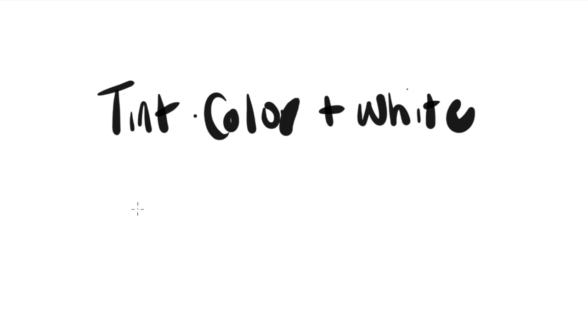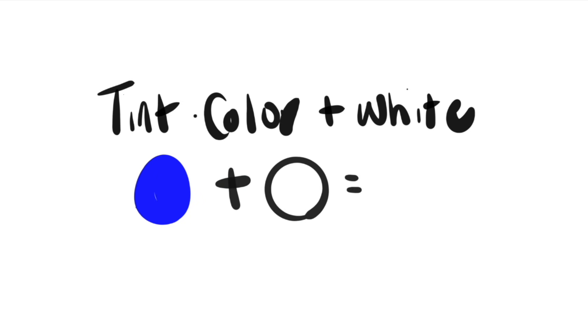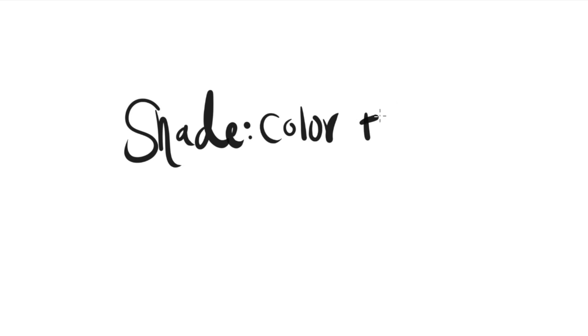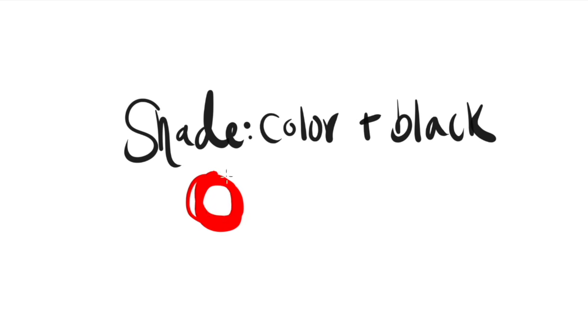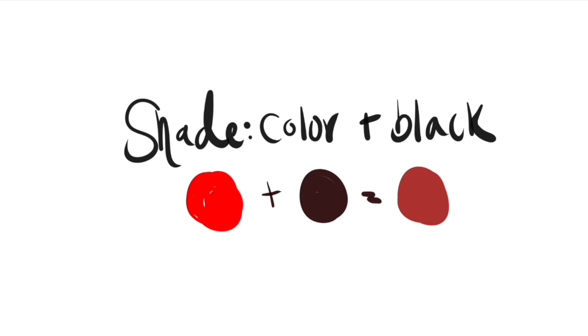Whenever we tint a color, we mix a color with white. This makes the color lighter. The more white that you add to the color, the lighter it'll be. A shade of a color is a color mixed with black. When we mix a color with black, it'll make a darker version of that color. So if we take a little red and mix it with black, we're going to get a deeper red.